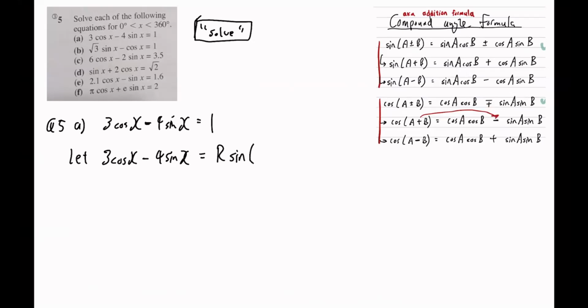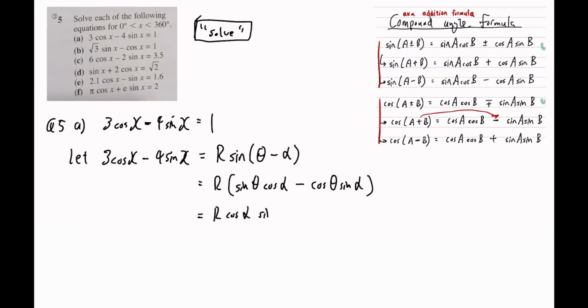So sine, is it A minus B? No, it's theta minus alpha. Try to use the correct notation so you don't get confused. Theta minus alpha. Expand: sine A cos B minus cos A sine B, with A being theta, B being alpha. Distribute: r cos alpha times sine theta minus r sine alpha times cos theta.